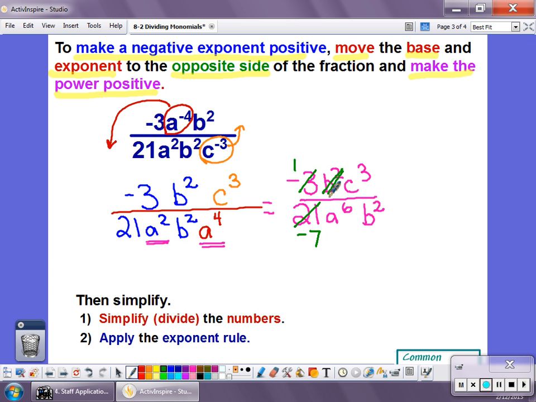I know that I have 2 b's on the top and 2 b's on the bottom. If I think about that in terms of expanded form, both of those are going to cancel out. Okay? If I subtract them, b to the 2nd minus b to the 2nd is b to the 0, which is the same as 1. And then I still have my c's on top. So my final answer to this, if I look at what I have left on the top, I have c to the 3rd, and on the bottom I have -7 a to the 6th.